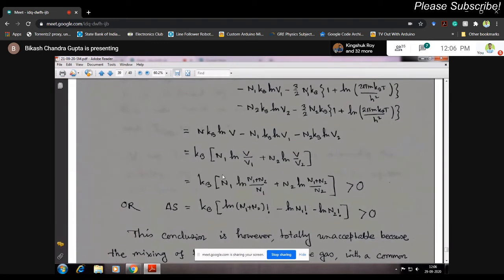Now you see, we have written it this way. Can you tell me whether you understand, from this step to this step, can you write this one this way? Can you express this as this?